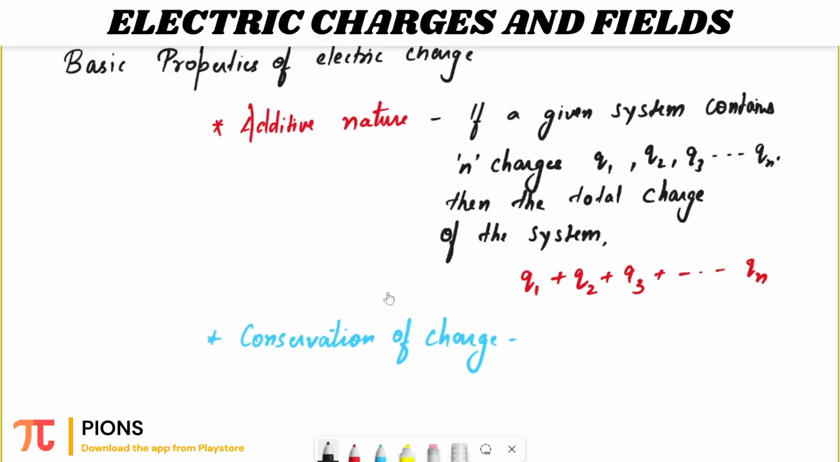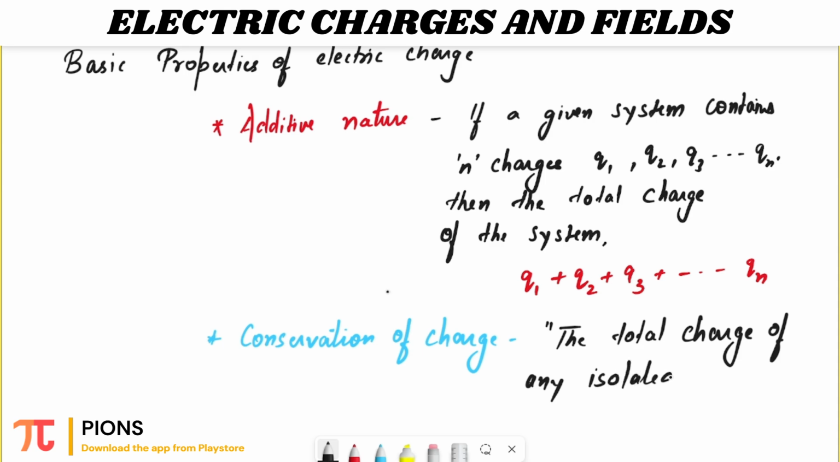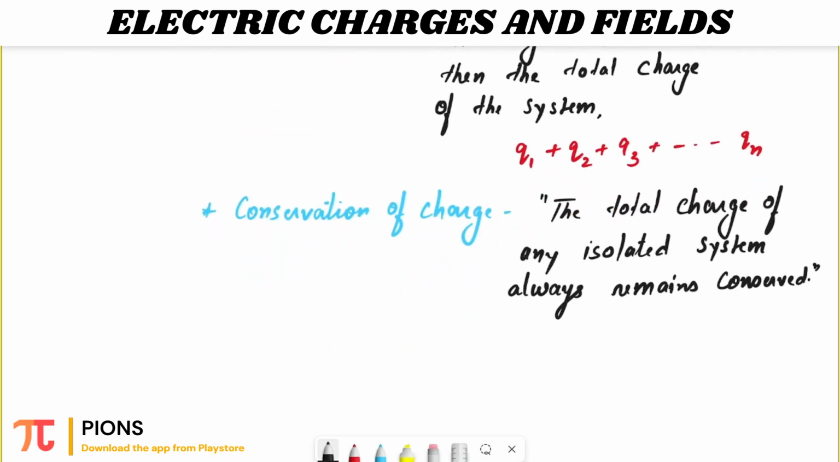So proper way of writing conservation law is the total charge of any isolated system always remains conserved. This is our conservation law. Now, what is the meaning of this statement?